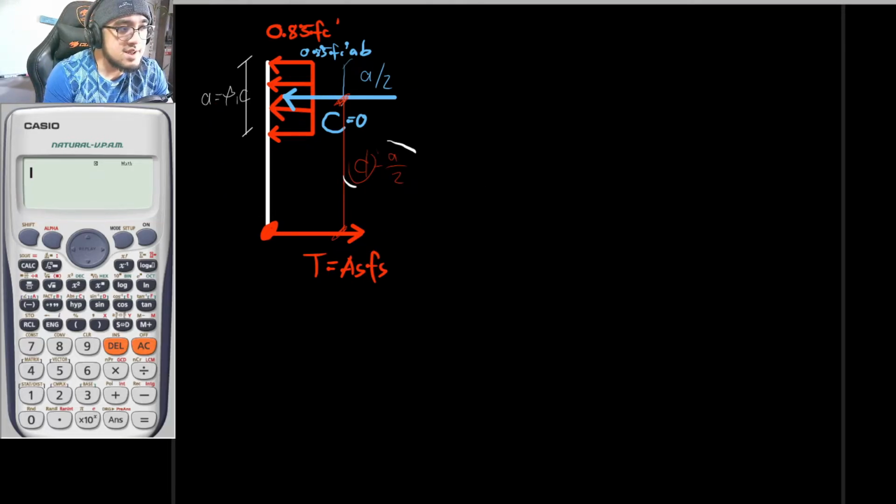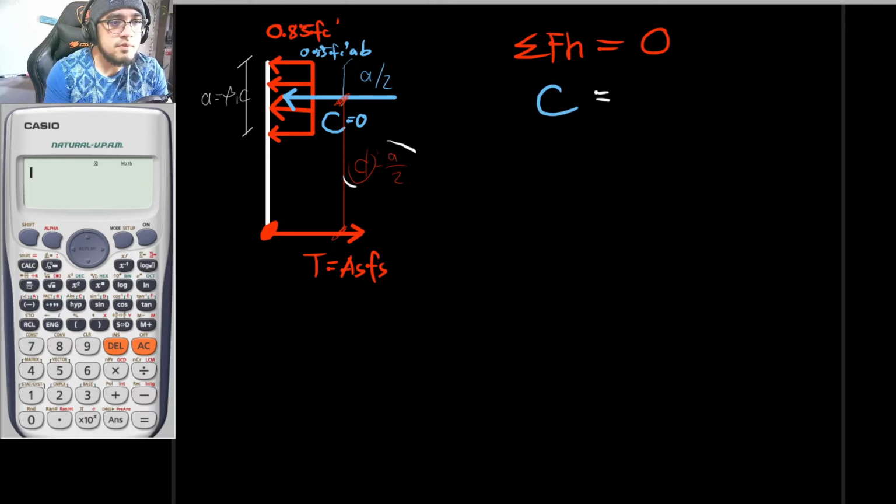So an example is that, since this diagram is in a static condition, we can say that the summation of forces horizontal is equal to 0. So that is from your statics of rigid bodies. And if the summation of forces horizontal is equal to 0, we can conclude that the value of your compression is equal to the value of your tension. So that is C is equal to T.